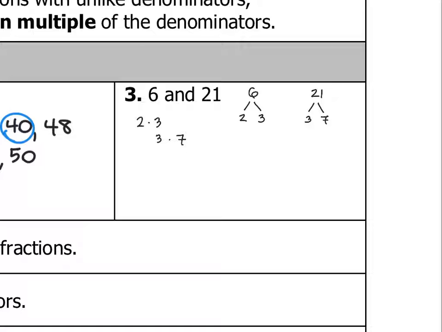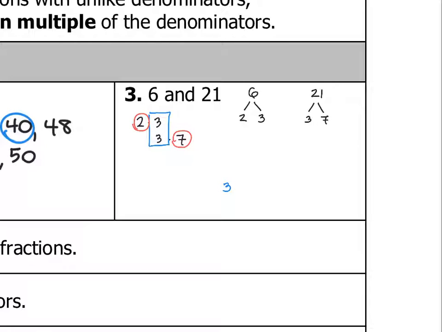Well, both of those numbers share a factor of 3. So my least common multiple of 6 and 21 is going to include what they share, which is 3, times anything that's left over. So we have left over here a 2 and a 7.